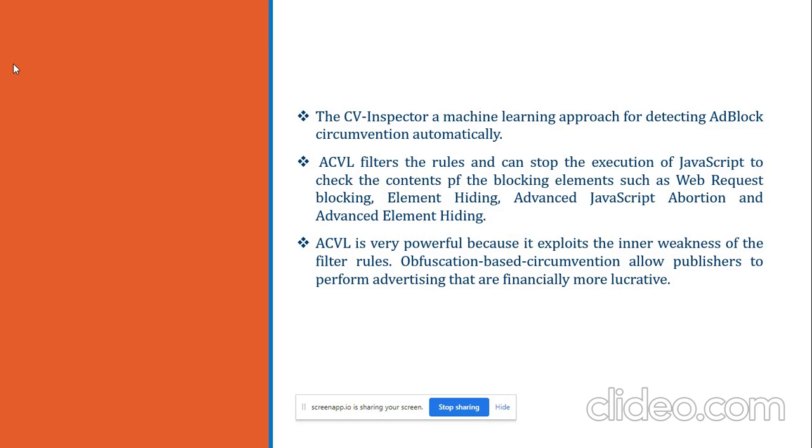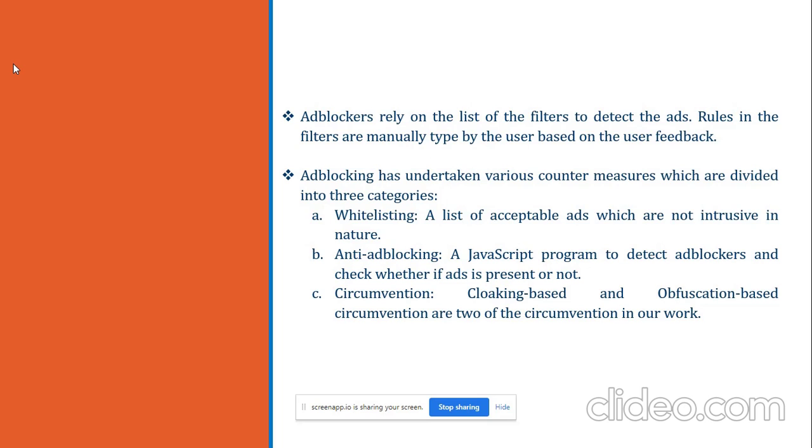The execution of the JavaScript on the ACVL filters checks the contents of the blocking elements such as web request blocking, element hiding, advanced JavaScript abortion, and advanced element hiding. ACVL is very powerful because it exploits the inner weakness of the filter rules. Obfuscation-based circumvention allows publishers to perform advertising that is financially more lucrative. Adblock relies on the list of filters to detect the ads. Rules in the filters are manually typed by the end user.